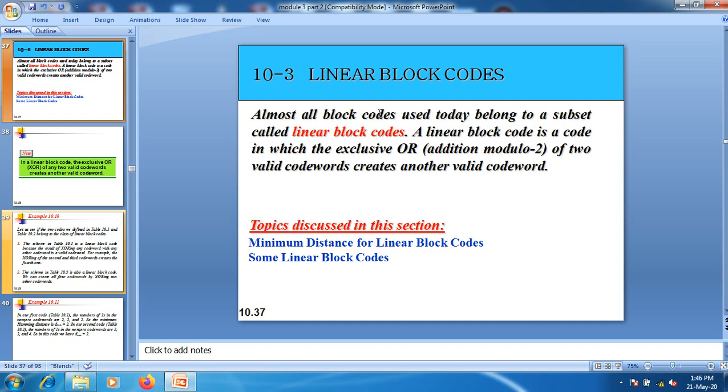Today, in this session, we are going to discuss linear block codes. Almost all block codes used today belong to a subset called linear block codes. A linear block code is a code in which the exclusive OR of two valid code words creates another valid code word. Here we are going to discuss a simple parity check code, a two-dimensional parity check code, a CRC, and at the end we are going to discuss the checksum.